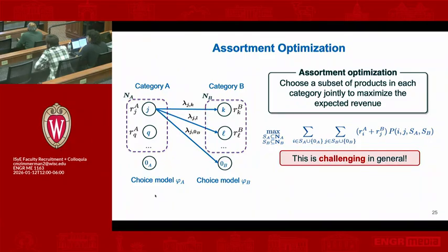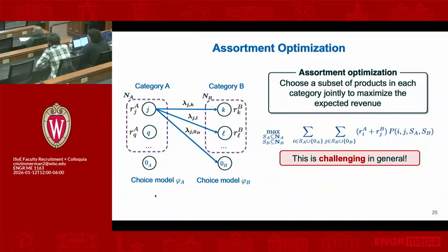This two-category assortment optimization problem is very challenging in general. The first challenge is that now we are thinking about the joint decision of two categories. Solving it is equivalent to a mixed integer quadratic program, so it is in general very hard.